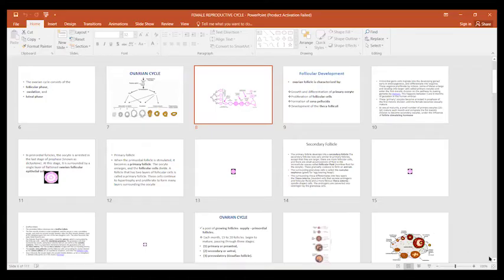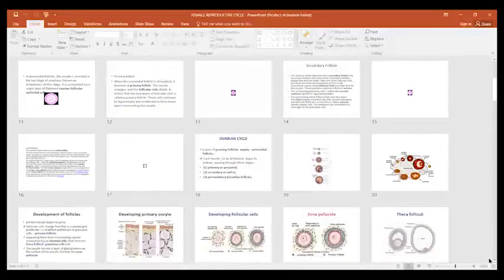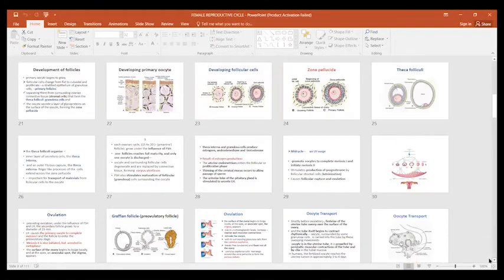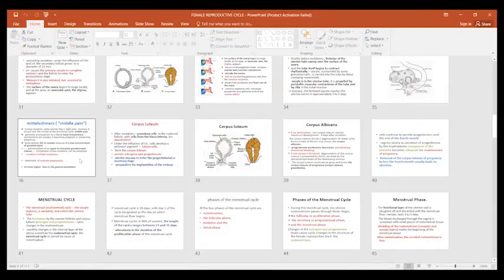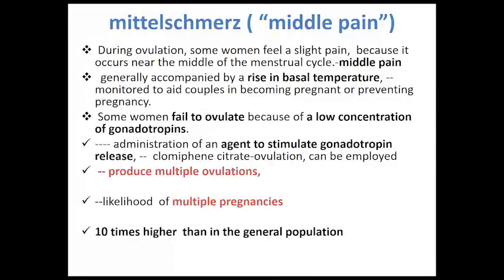Right? So then we go on to this layer, that is a middle pain, that is when ovulation occurs. During ovulation, some women feel slight pain in the middle of the cycle, that is roughly 15 days, because ovulation occurs in the middle of the menstrual cycle.